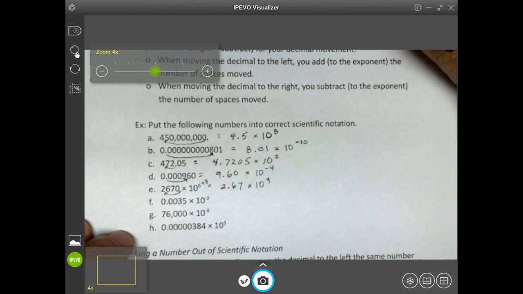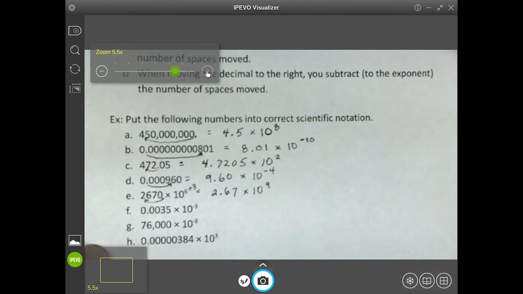Everybody okay with that logic? Zoom in a little bit here. All right.